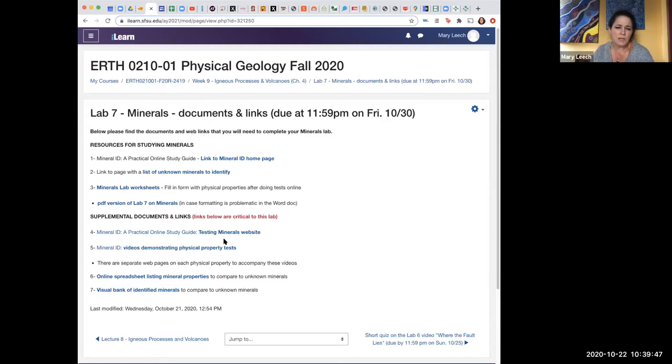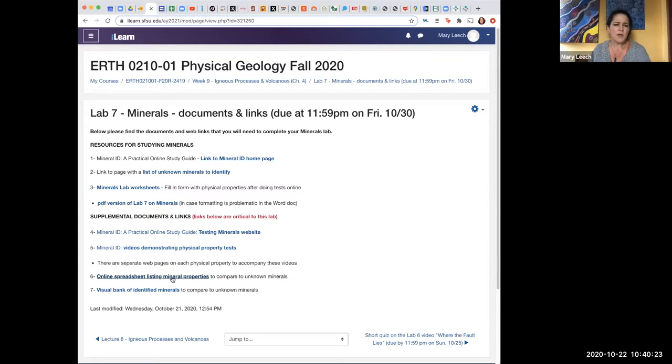Oh, I guess it's this one. This is the general page. These are the videos demonstrating the physical property tests. So go to this one and watch those introductory videos. Then this is a spreadsheet that he includes. It's all of the unknown minerals on the website, plus some other common minerals. I can just show you because it's right here.